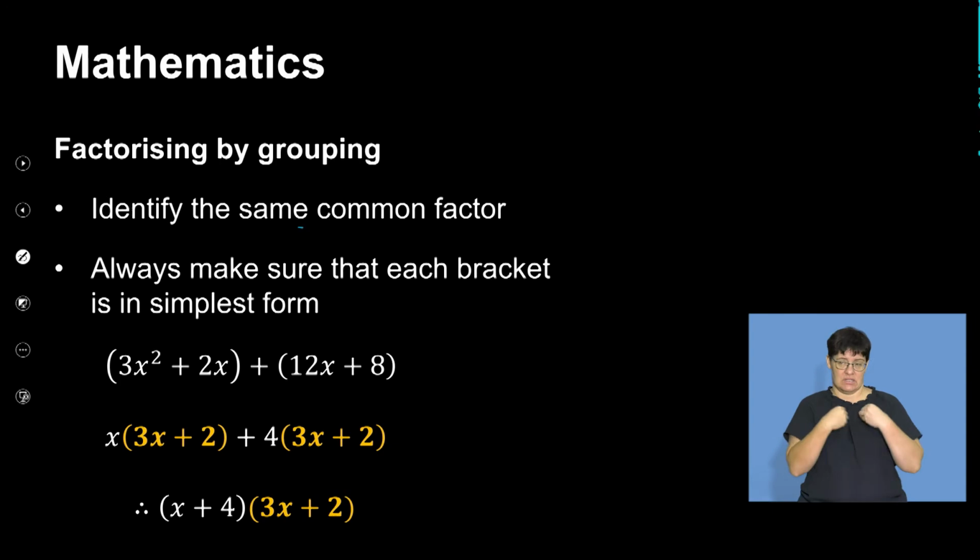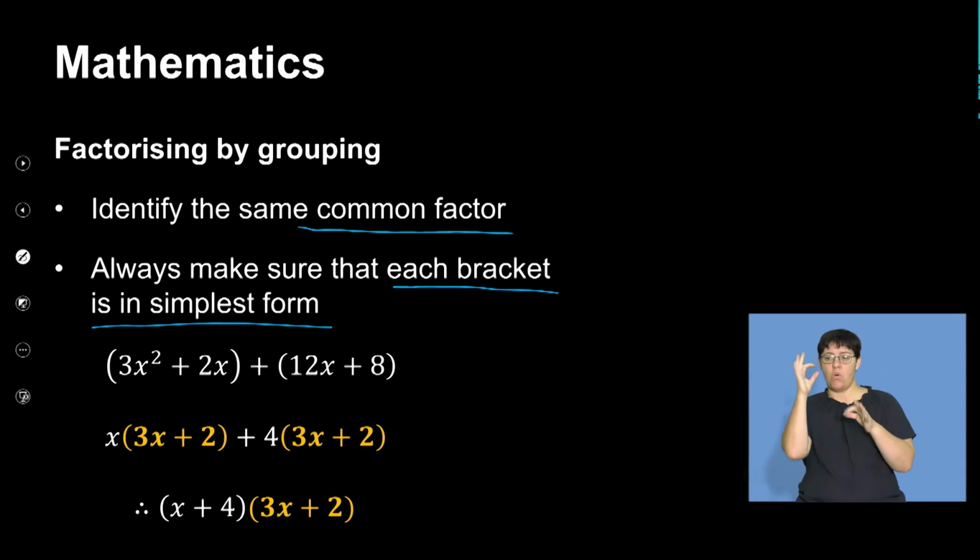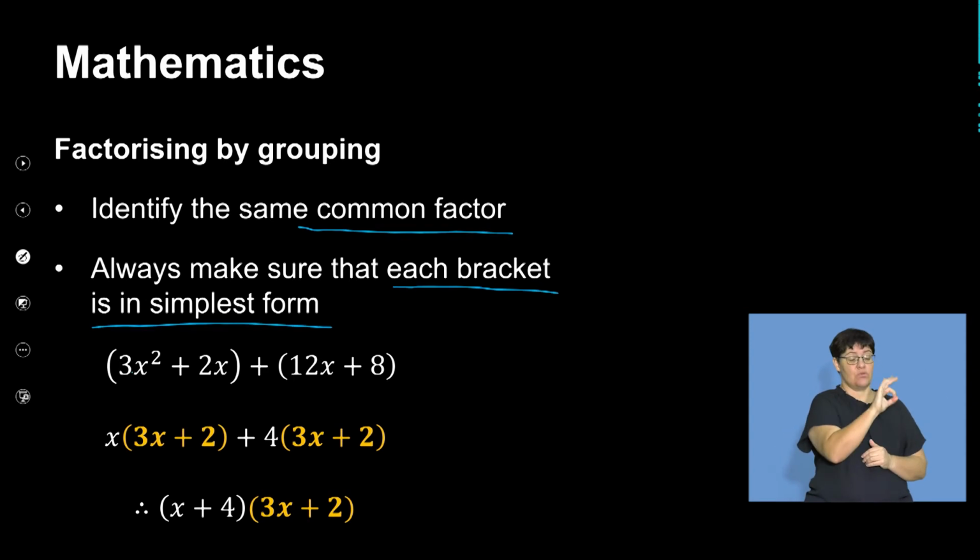You identify the same common factor, number 1. You make sure that each bracket is in its simplest form. So I have one bracket which is 3x squared plus 2x, another bracket which is 12x plus 8. I must take out a common factor in each bracket such that what I will remain with in the bracket is the same in both the brackets.